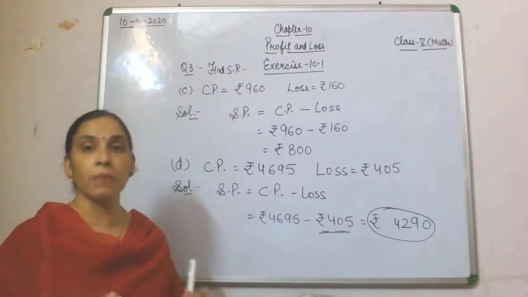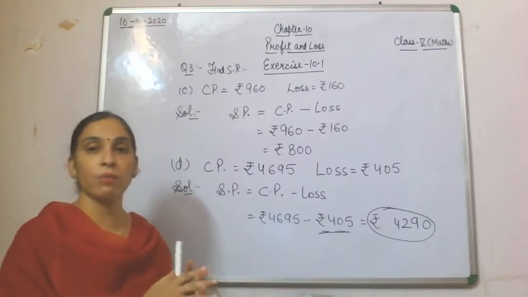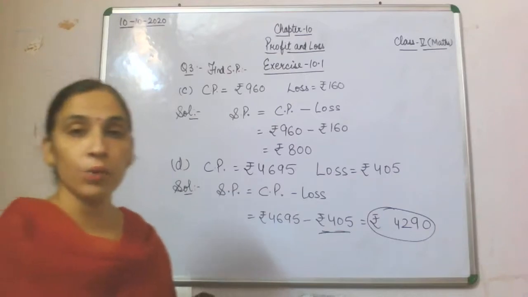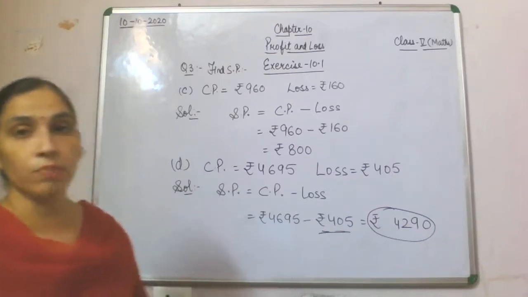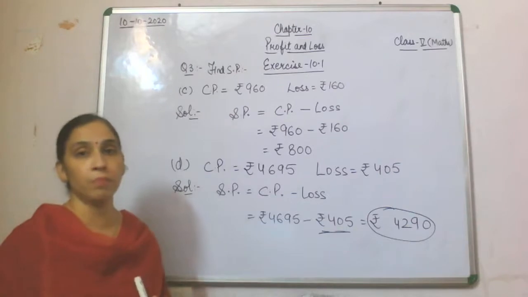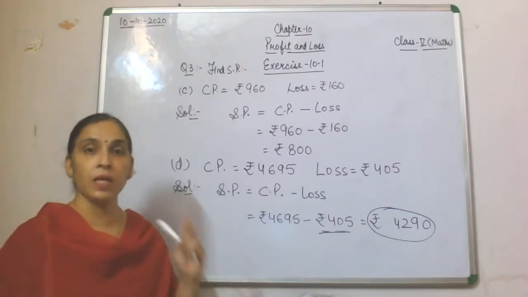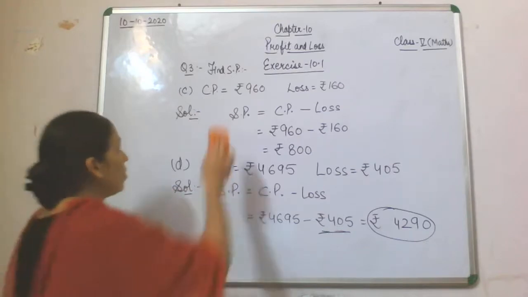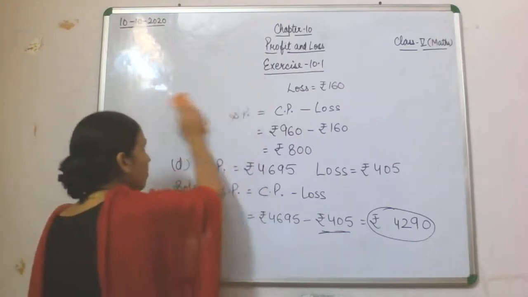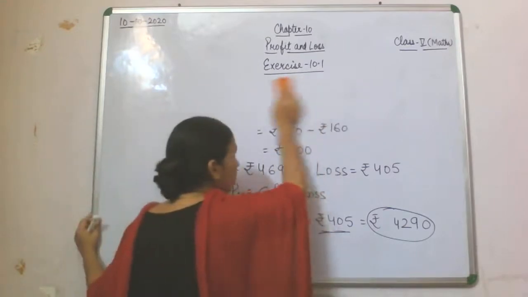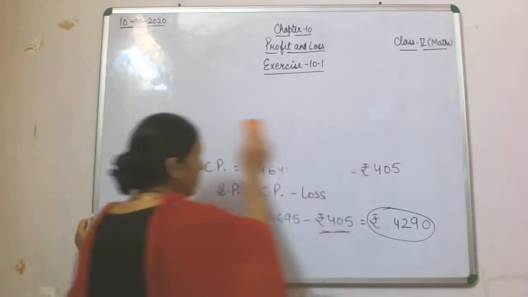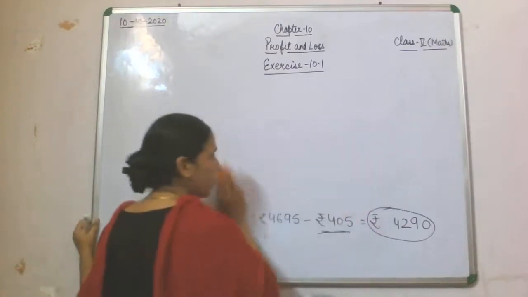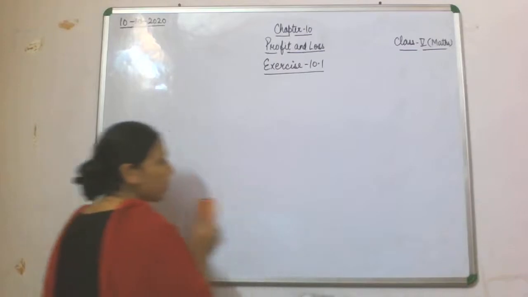How to find selling price in case of cost price with profit and cost price with loss. So now children, we are going to take a few word problems related to all those concepts: how to find CP, how to find SP, how to find profit or loss. So now question number 4. From question number 4 you have been given some word problems related to all those concepts which we have already done.